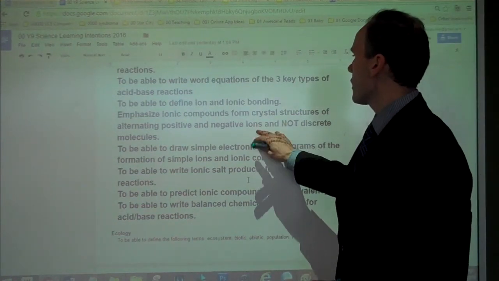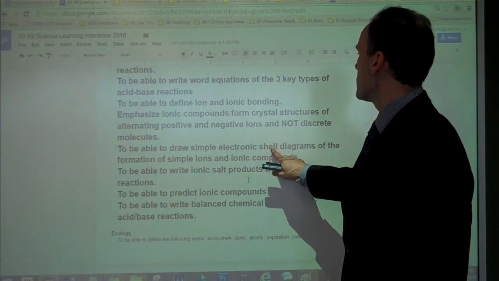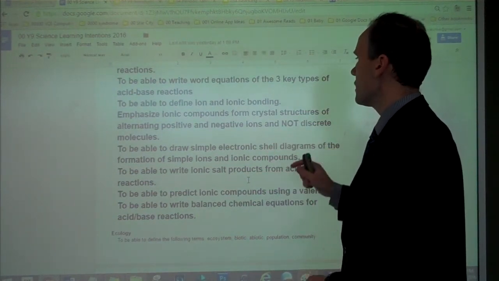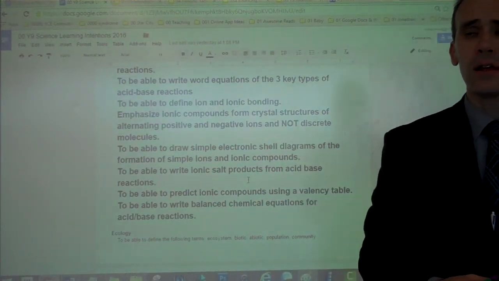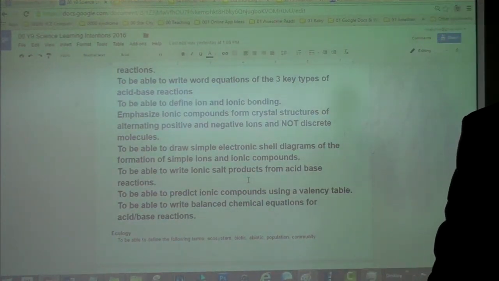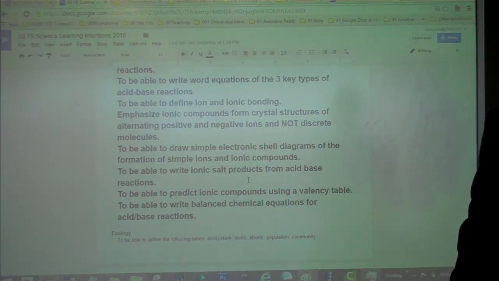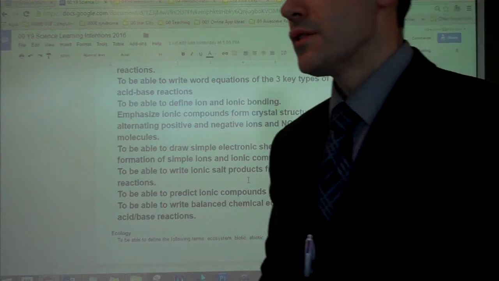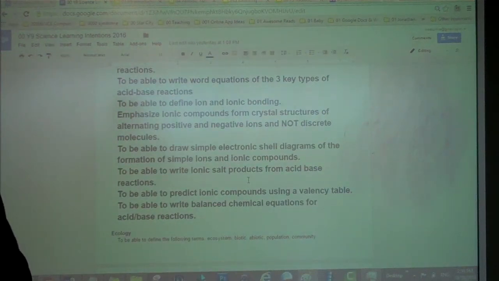Now, ionic bonding, yes. Non-discrete molecules. To draw simple electronic shell diagrams of simple ions and ionic compounds. Think electron transfer diagrams. If you look on the back of the first periodic table I gave you, you can see there a simple electron transfer diagram of sodium losing one of its electrons and giving it to chlorine. Okay.